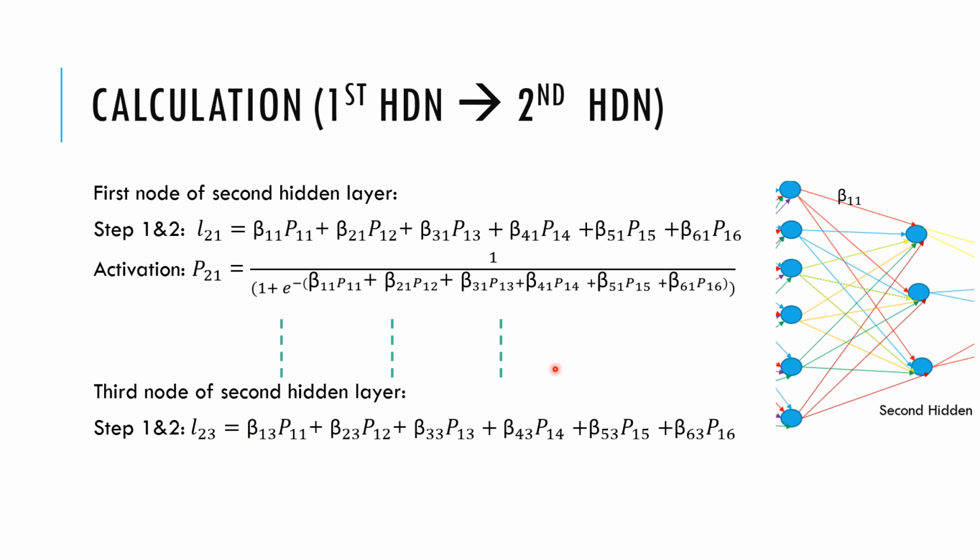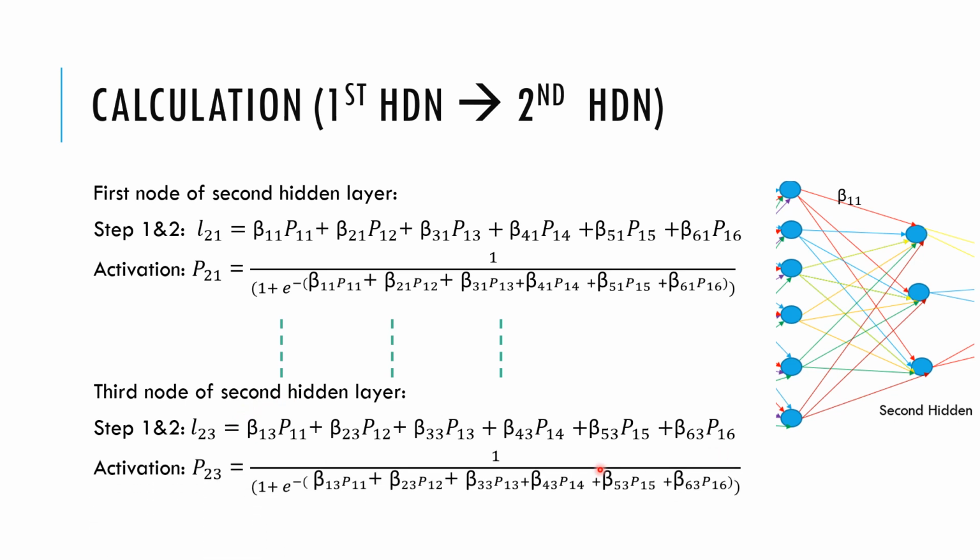Beta 1 3. The first digit represents the node number of the first hidden layer, which is this node number 1, and the second digit represents the node number of the second hidden layer, which is this 3. So this is what we are doing here again. You can pause and have a look. It's a very simple equation. And then the activation is again the sigmoid function.